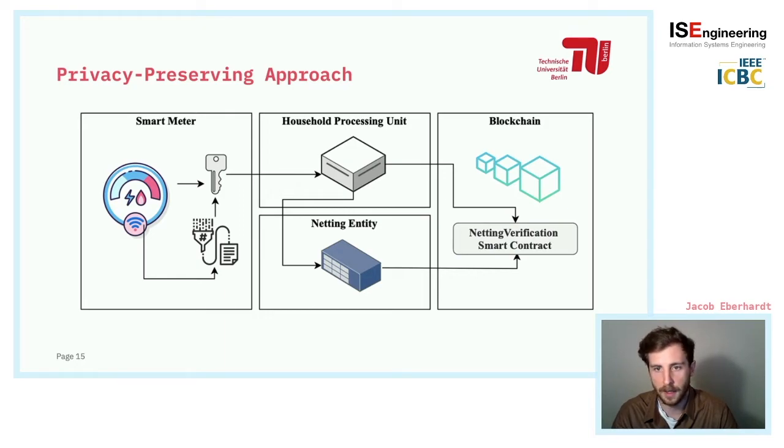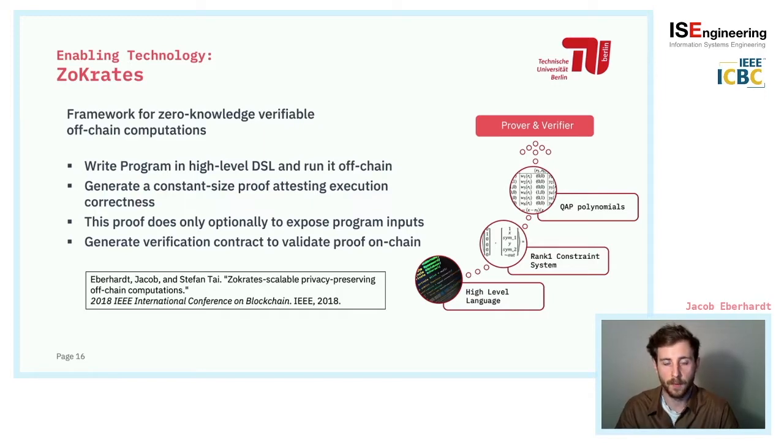Now, this sounds like a good idea, but how is this even possible? For that, we introduce one enabling technology, and that's a bit of background now. ZoKrates is what it's called, and it's a framework for zero-knowledge verifiable off-chain computations. What it allows you to do is write a high-level program in a custom domain-specific language, and you can run that off the blockchain.